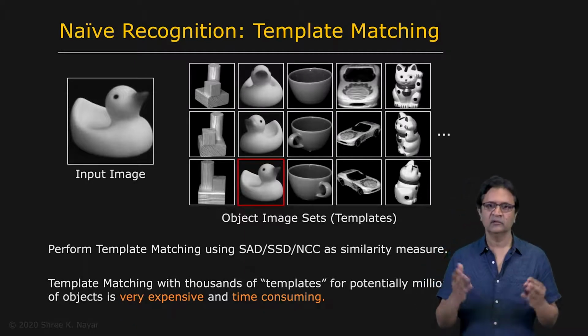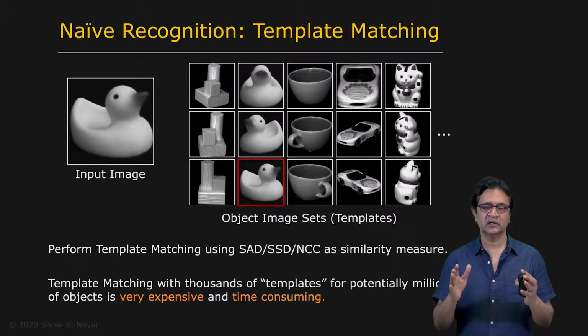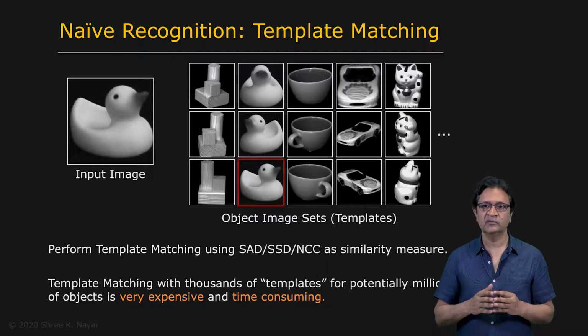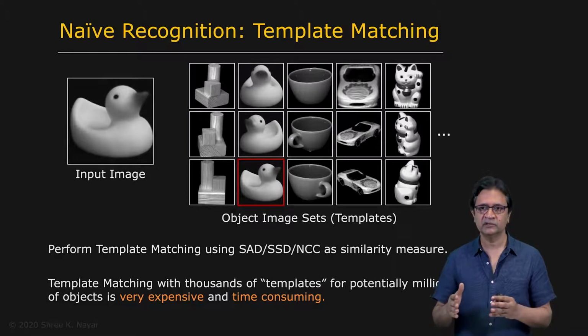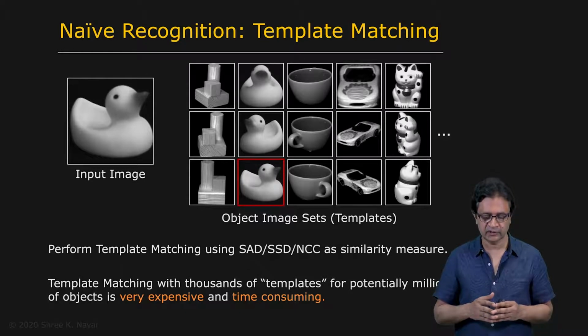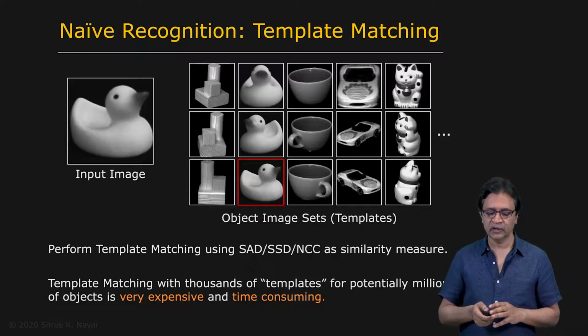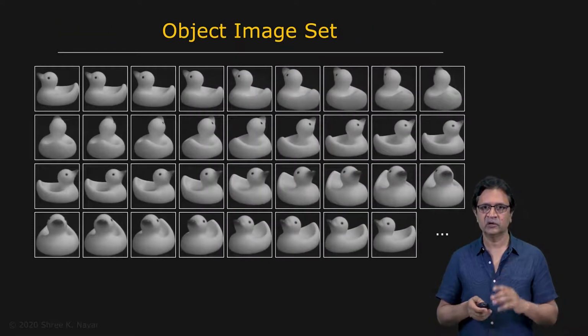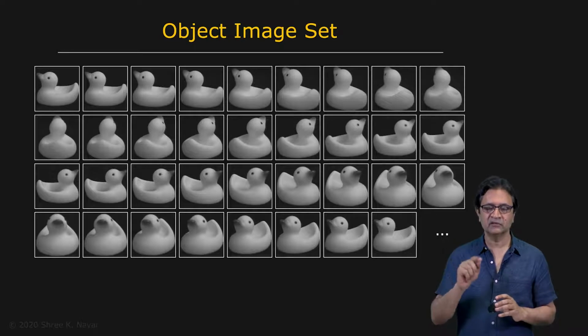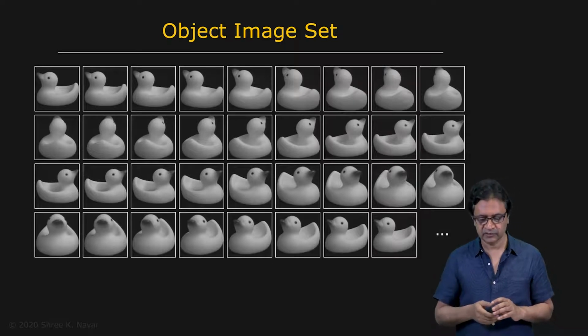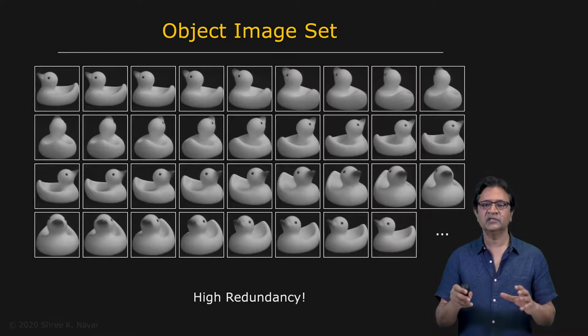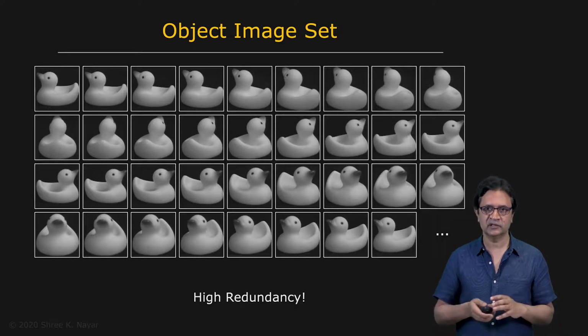So template matching, perhaps in a typical recognition system, a fairly modest one, may have to be done with thousands of templates for maybe millions of objects. Just way too expensive and too time-consuming for any practical application. But there is hope. So if you look at this object image set of a single object right here, and if you look at consecutive images, you see there's enormous amount of correlation or similarity between these images. In other words, this image set that we're talking about is highly redundant, and we can exploit this redundancy.